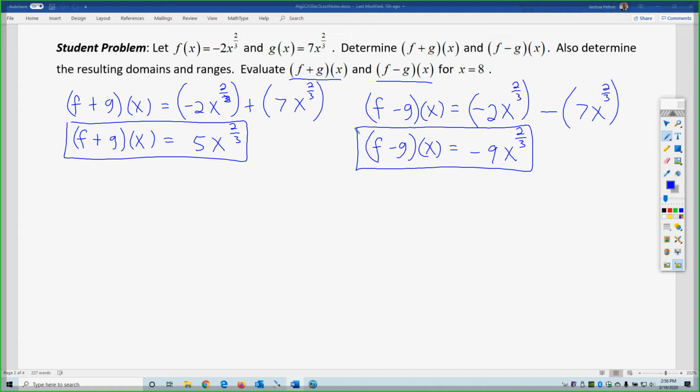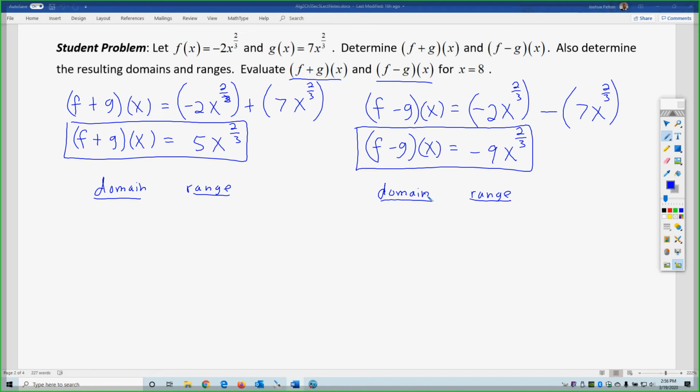Okay, so in both cases it wants domain and range and a specific example. So we'll do domain and range first. Okay, so domain and range. Domain and range.